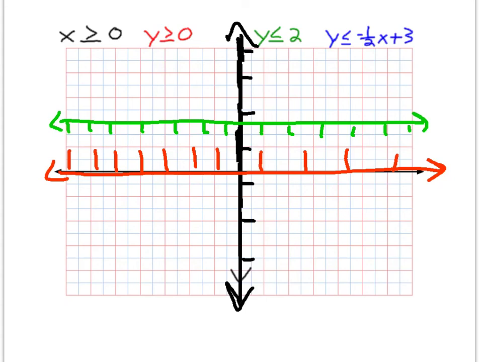And we got to graph our last line, the blue one. We go up to 3 for our y-intercept, and we're going down 1 and over 2. So down 1 and over 2. Down 1 and over 2. Okay, and we will connect those to make our line.